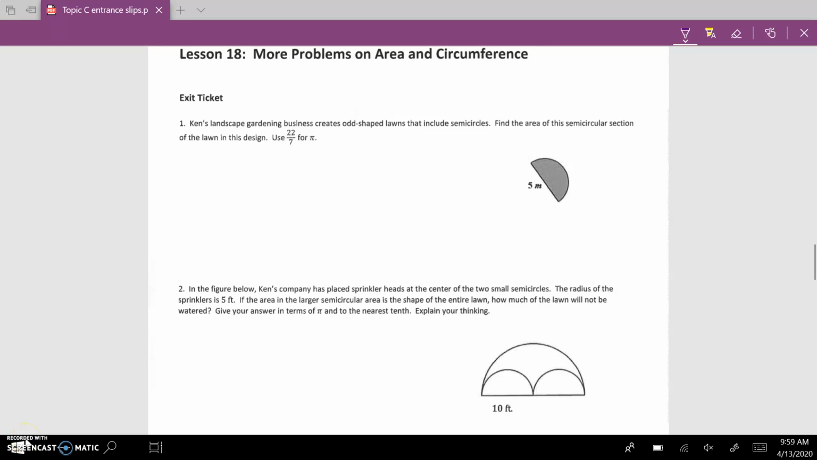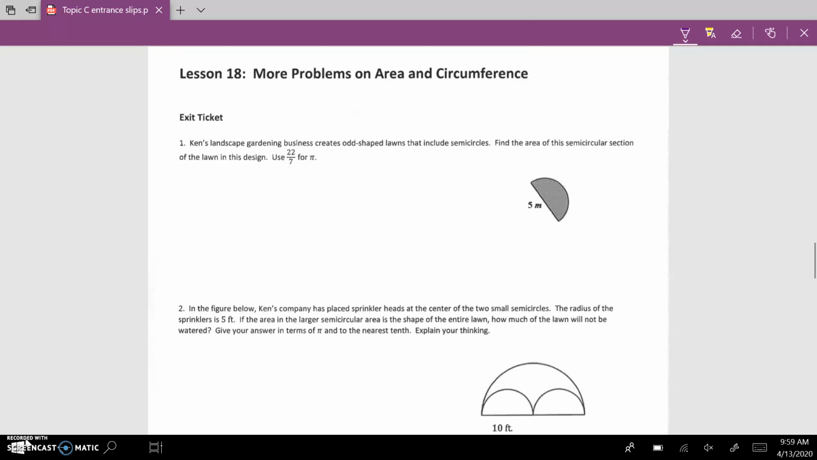Alrighty, so here we are on the entrance slips for lesson 18. Number 1 says, Ken's landscape gardening business creates odd-shaped lawns that include semicircles. Find the area of this semicircular section of the lawn in the design. Use 22/7 for pi. So remember, the area of a full circle would be pi r squared. But since it's a semicircle, we're going to have to divide this in half.